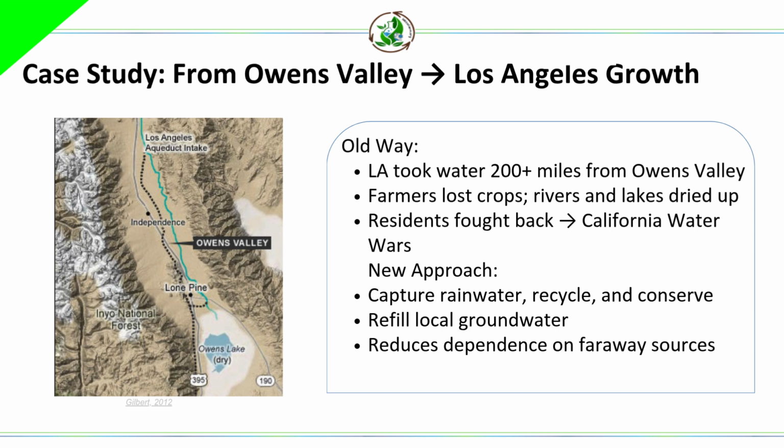The new approach focuses on local solutions: capturing rainwater, recycling water, and conserving what we have. These practices help refill local groundwater and reduce dependence on water from faraway sources. This case study shows that water management isn't just about moving water long distances. It's also about using local resources wisely and sustainably.